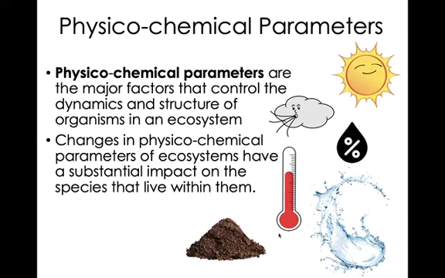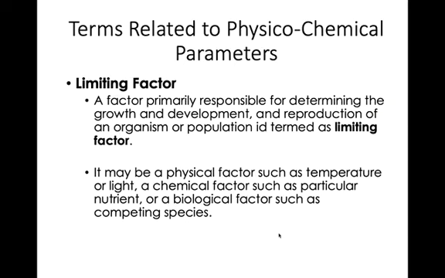Any changes in the values of these physicochemical parameters have an impact on the growth and development or even survival of the organisms. So to be able to characterize that particular ecosystem, most ecologists measure these physicochemical parameters in terrestrial and aquatic ecosystems. There are terms that you need to familiarize yourself with which are related to physicochemical parameters or abiotic parameters. One is the limiting factor.